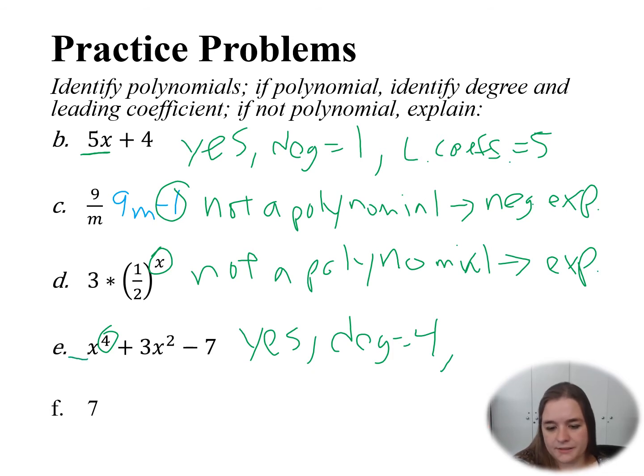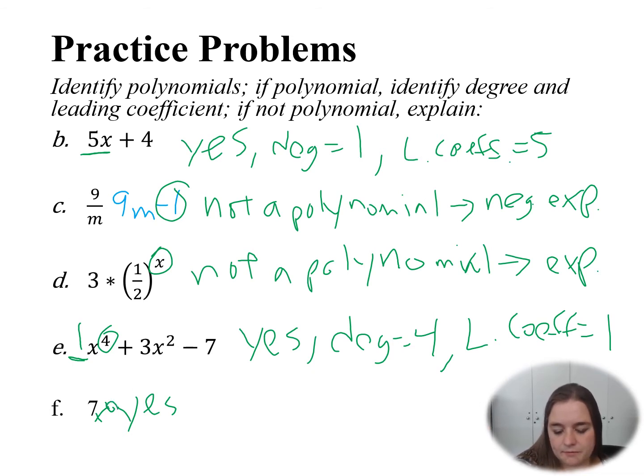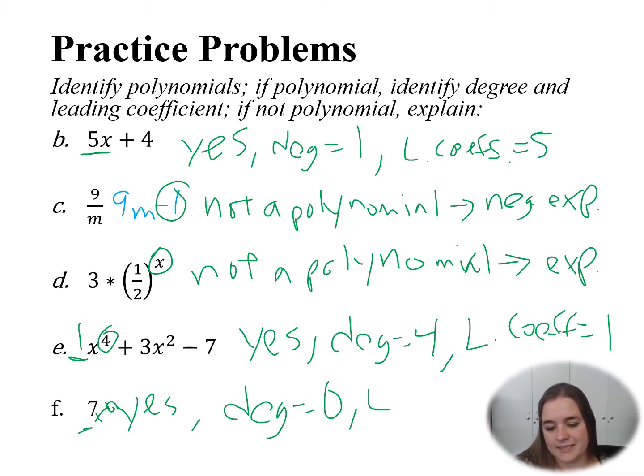And my leading coefficient, if I look at x to the 4th, the invisible number hanging out in front of that x is a 1. Not a 0, a 1. My leading coefficient would be 1. Now this last one is tricky. Technically, yes, this is a polynomial. If I wanted to write it with a variable in it, I could say that it's 7 times x to the 0th power. So it is a polynomial, and in this case, the degree is 0. It's a constant. My leading coefficient, again, is that number attached to my highest power exponent. So in this case, my leading coefficient is 7.